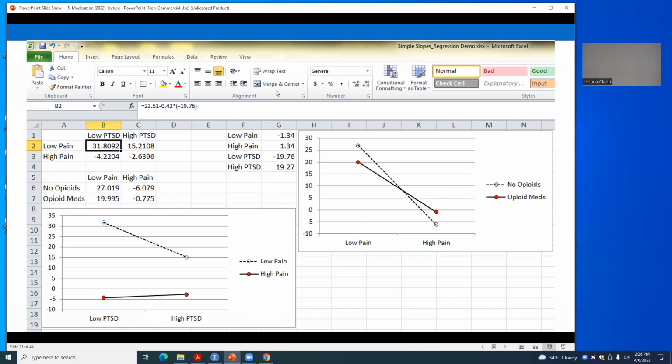For high values of PTSD, high pain is just going to be the simple slope for the relation between PTSD and functioning at high pain. Plugging in low PTSD, same equation, plugging in high PTSD, and then we can plot that and set those up. Okay, so pretty easy, simple 2x2 table. Your simple slope equation is what you're pulling out of just factoring your overall equation out. You're good to go.